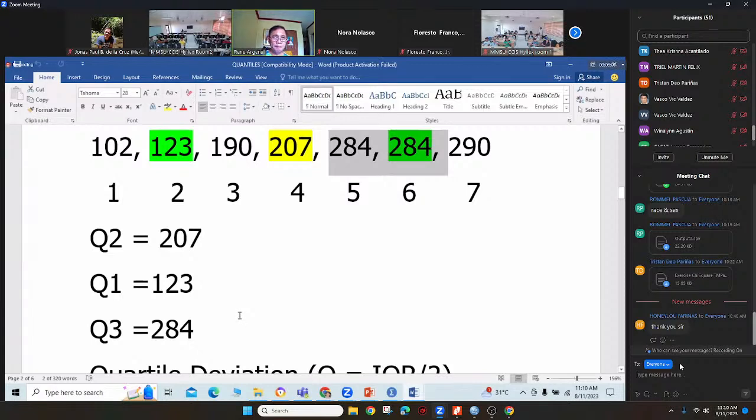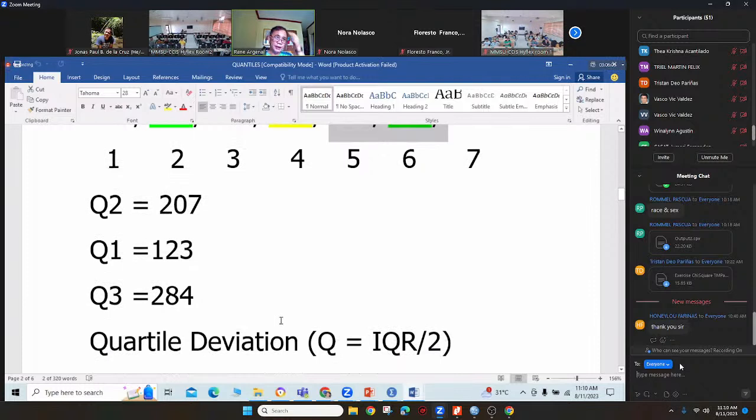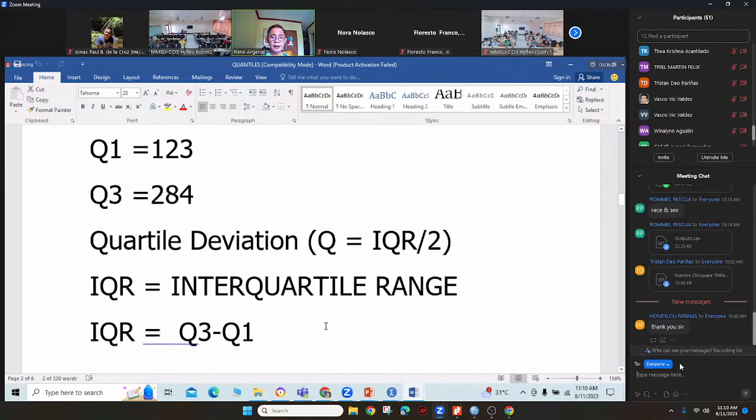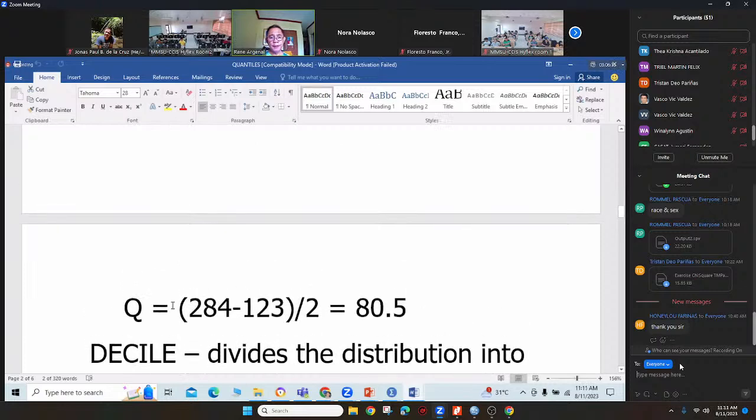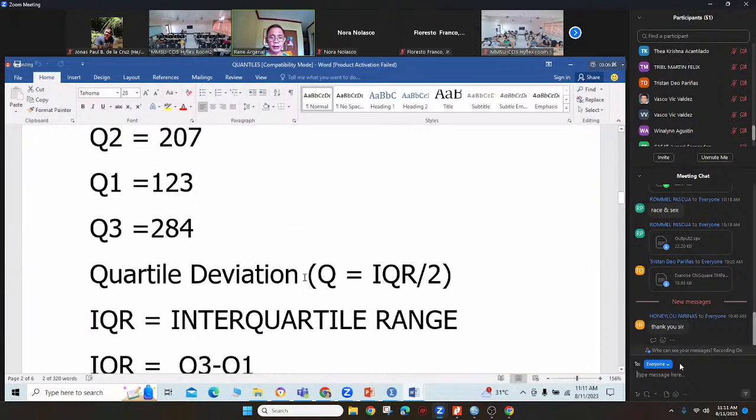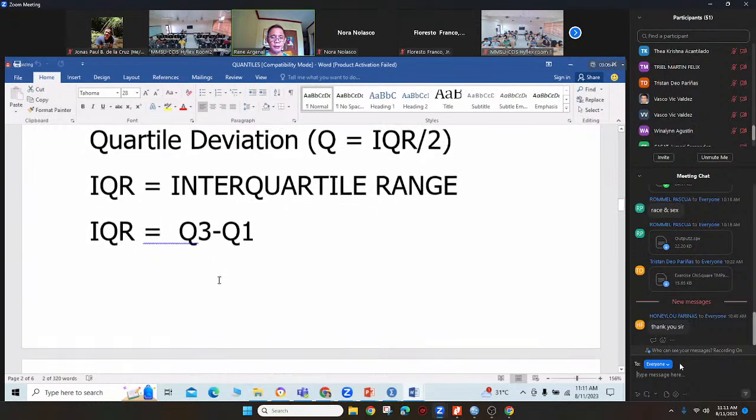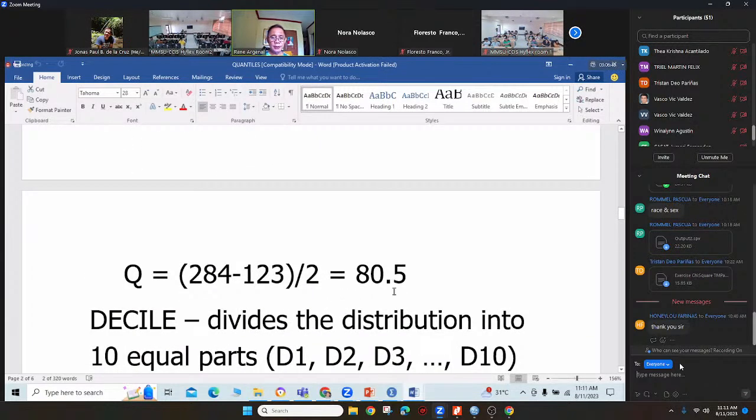Earlier, I discussed with you quartile deviation, or Q. This is one of the measures of dispersion that is seldom used. The quartile deviation is IQR divided by 2. What is IQR? That is the interquartile range, which is the difference between the third quartile and the first quartile. Therefore, our quartile deviation here is IQR divided by 2, and that is equal to 80.5.